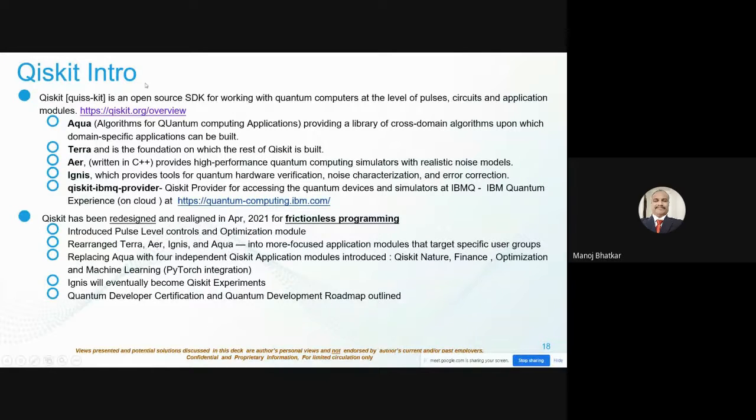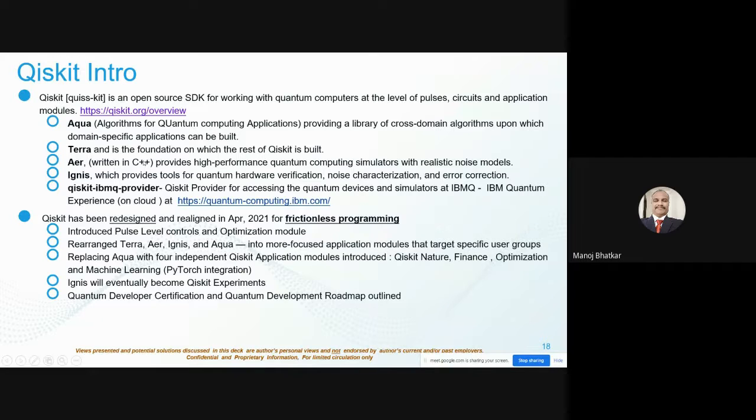Very, very quick introduction. Qiskit is basically like Python. It is again a library. It has various stacks. I have purposely removed the earlier image here because that was basically you start with the Aqua, which is algorithm for quantum computing application. Terra layer, which is foundation on which entire Qiskit is built.